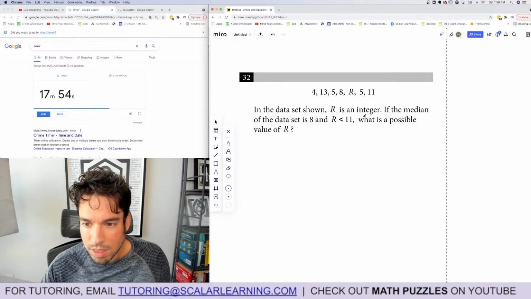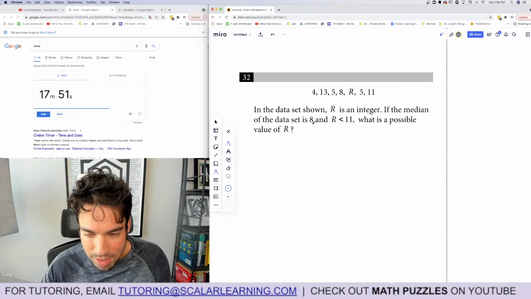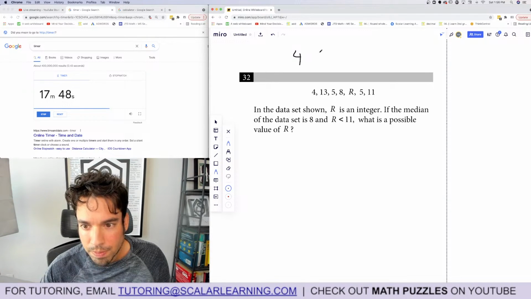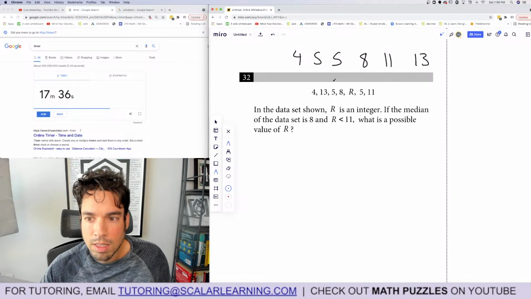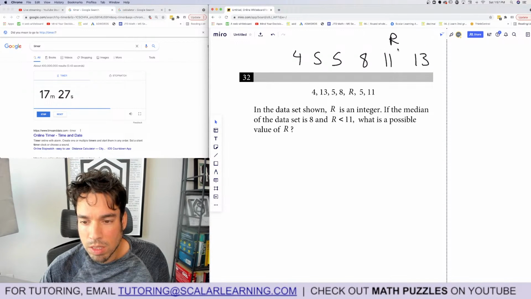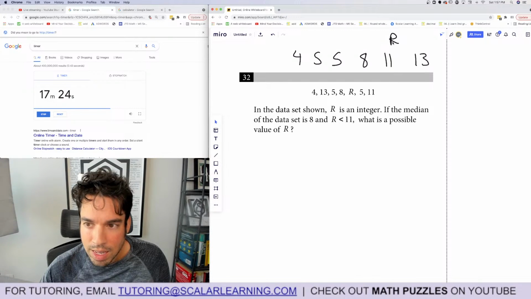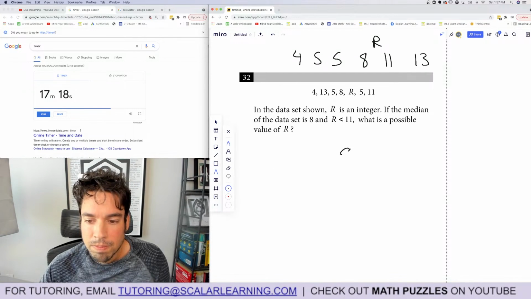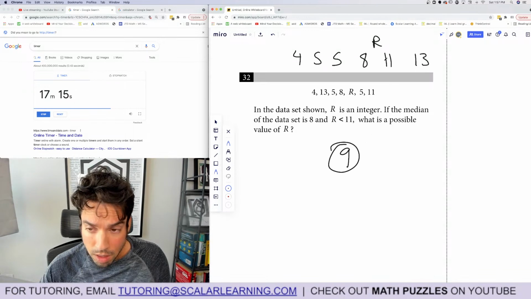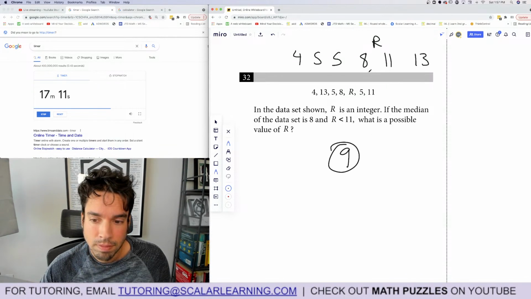32. In the data shown, r is an integer. If the median of the data set is 8, let me first put these in order: 4, 5, 5, 8, 11, 13. If the median of the data set is 8, that means 8 has to be in the middle. And that means r has to be somewhere over here, in the upper half. It says r is less than 11, so it could be 9, it could also be 10, and it could also be 8. So any of those.